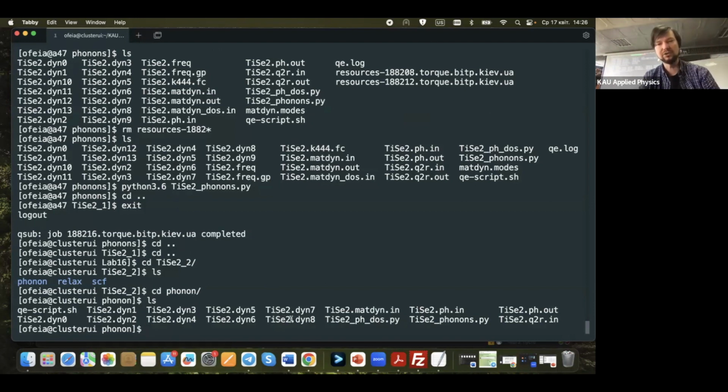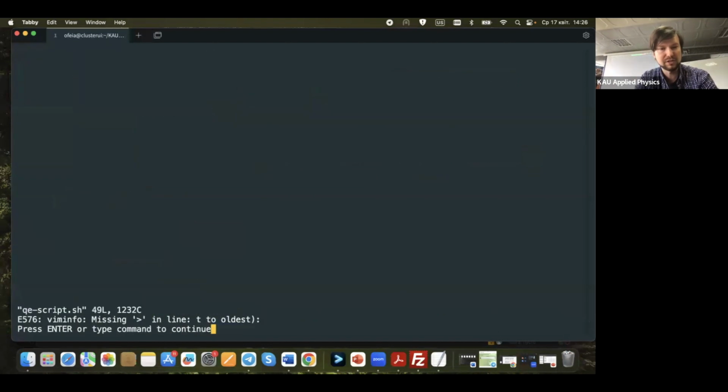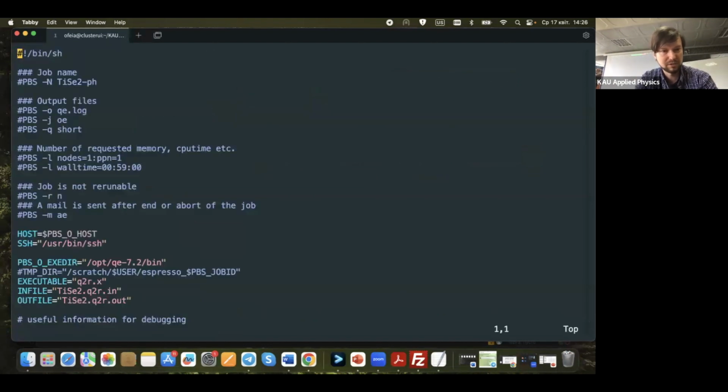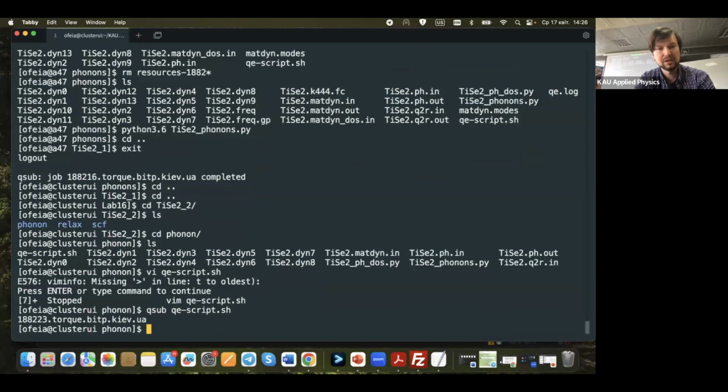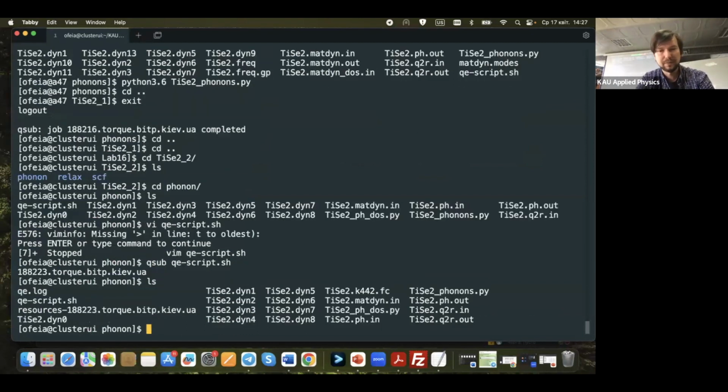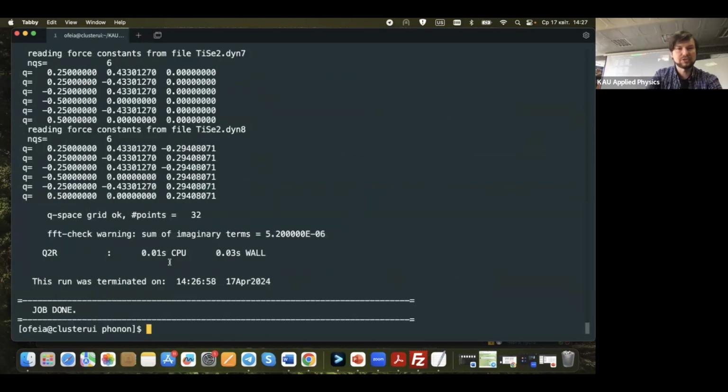And now we can do the same thing. Let me check if everything is okay with our script. Yeah, it should be okay. So I can launch the script. It's the Q to R stage. Let's check it. It should work. Yeah, it works. It worked.